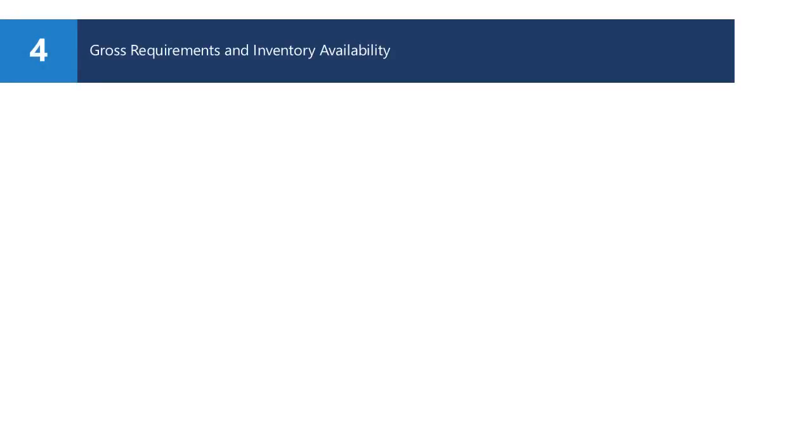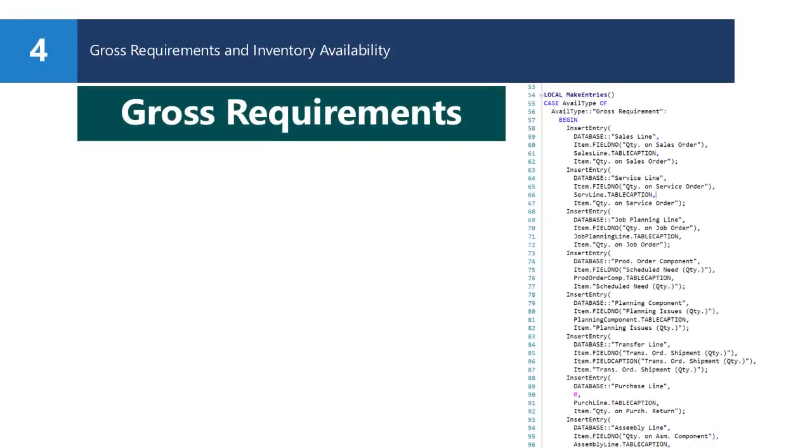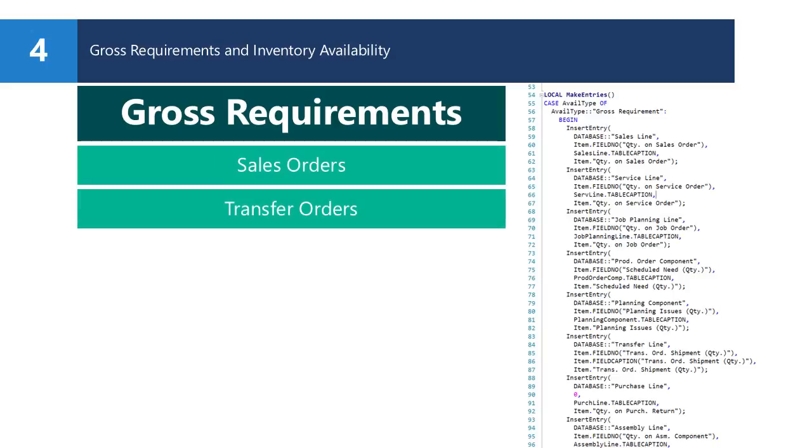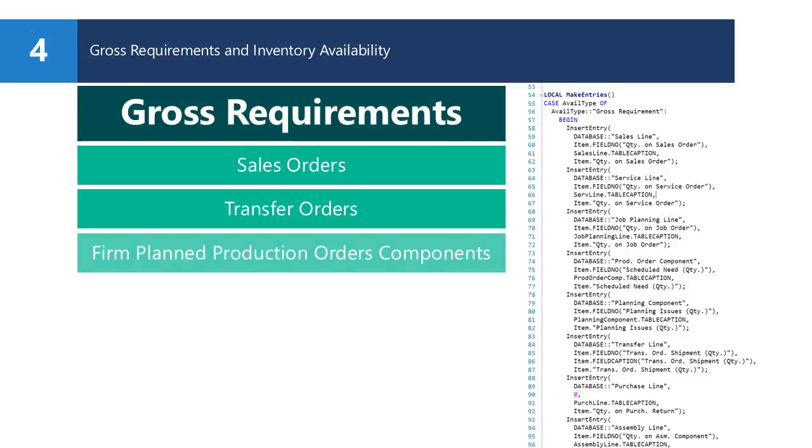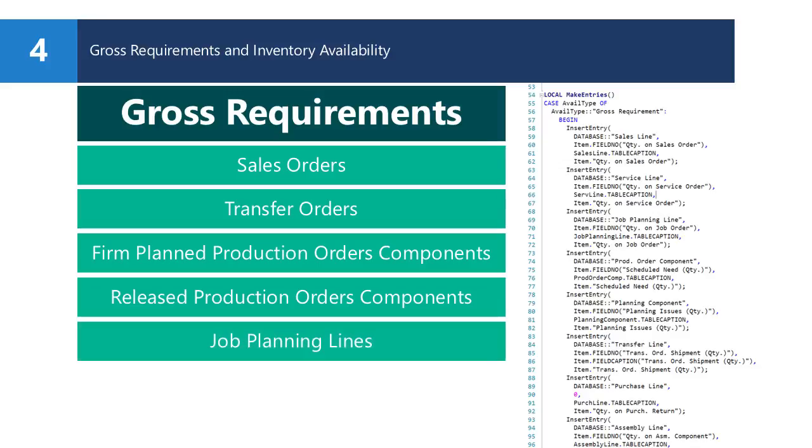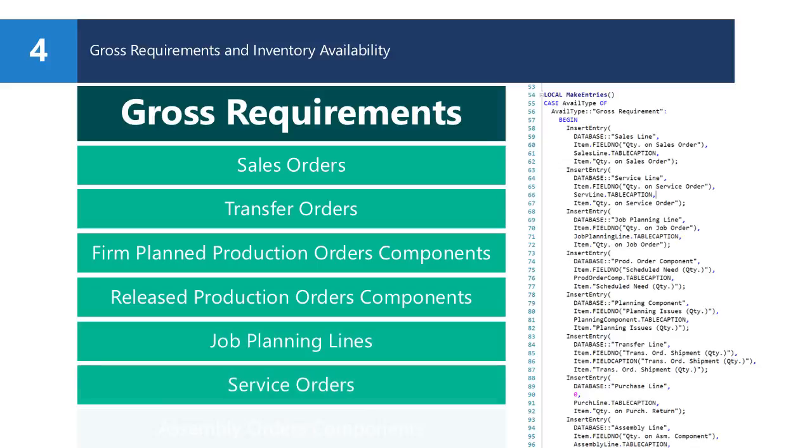Gross requirement specifies the sum of the total demand for the item. The gross requirement consists of sales orders, transfer orders, production order components for firm planned and released production orders, job planning lines, service orders, and assembly order components.